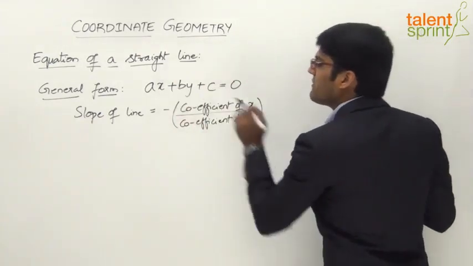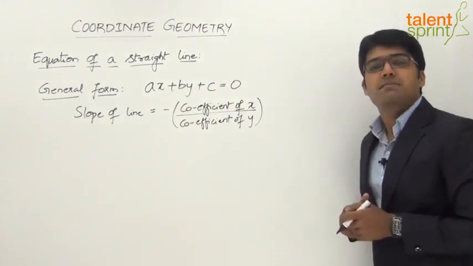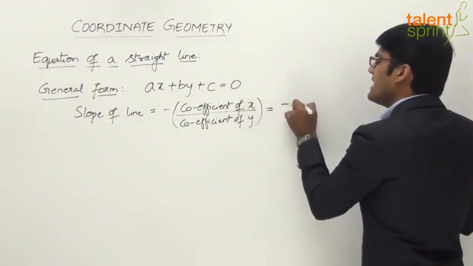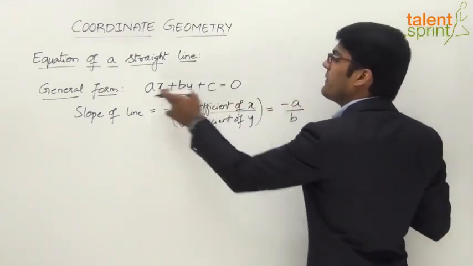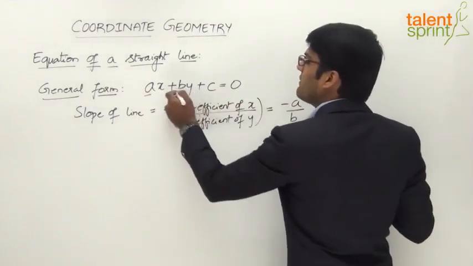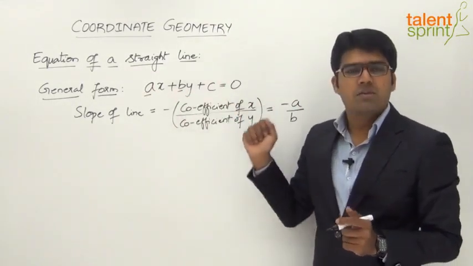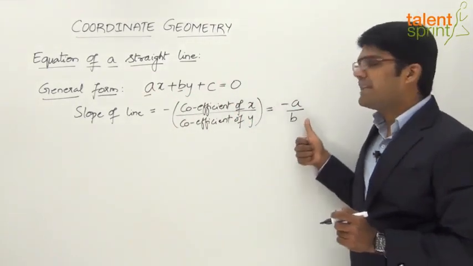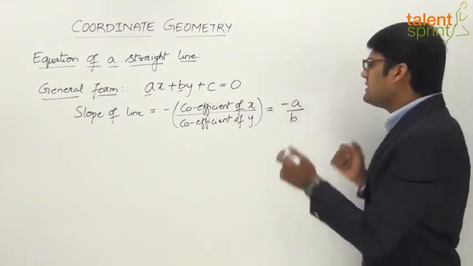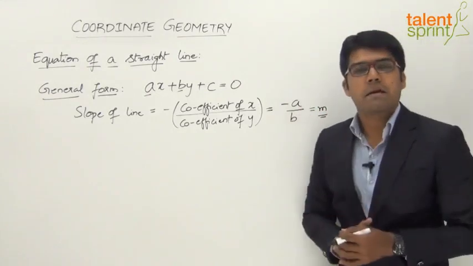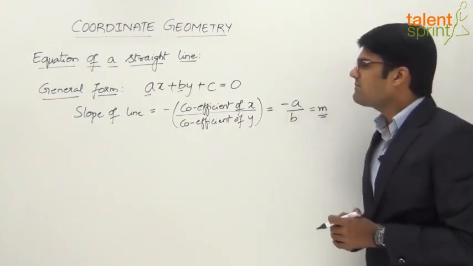Right, so if you look at the general form, it is ax plus by plus c equals to 0. So we can say the slope is minus a by b, where a is the coefficient of x and b is the coefficient of y. So if we have a linear equation, which is the equation of a straight line, we can say the slope of the line is minus a by b. It is equal to m, right? In general, we denote the slope as m. So m can be taken as minus a by b.